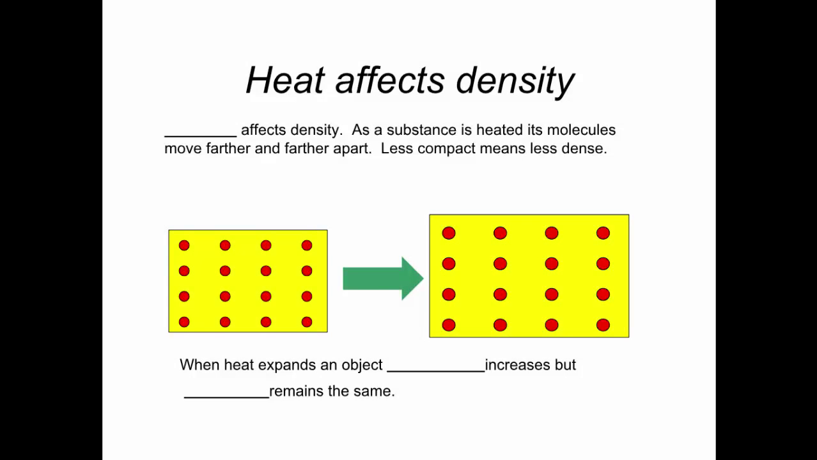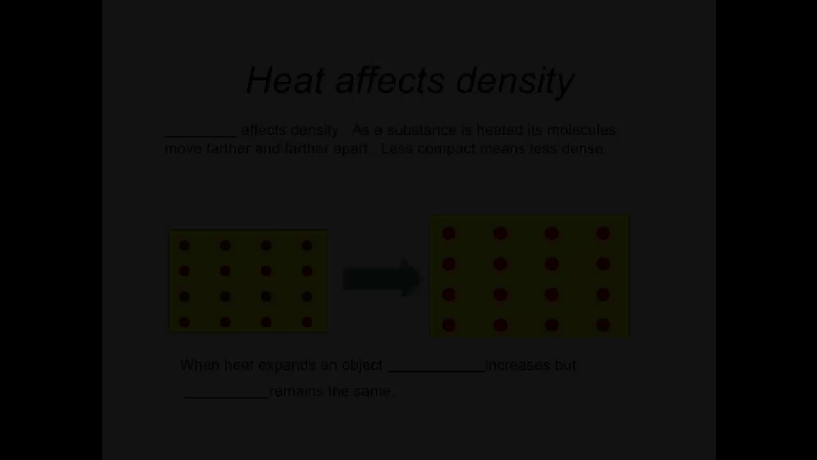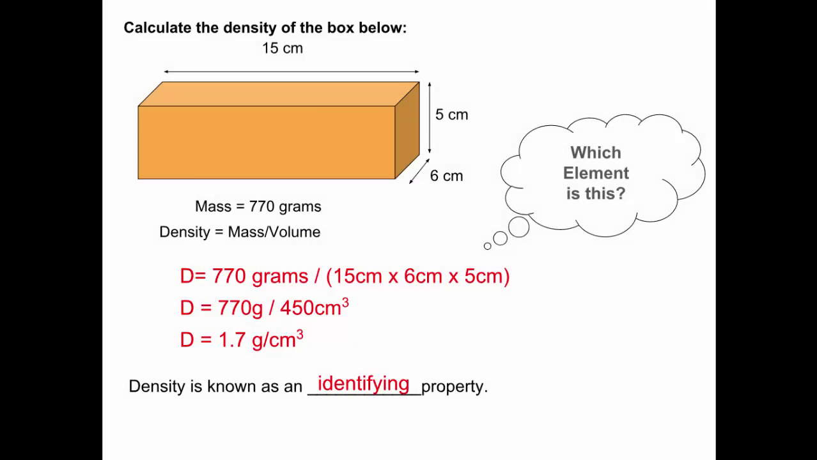Now, we mentioned this yesterday, that heat can affect the density. As we heat a substance, the molecules spread out. The volume of a substance gets larger. And so how does that change its density? Jack? So how does expanding volume change an object's density, Tyler?